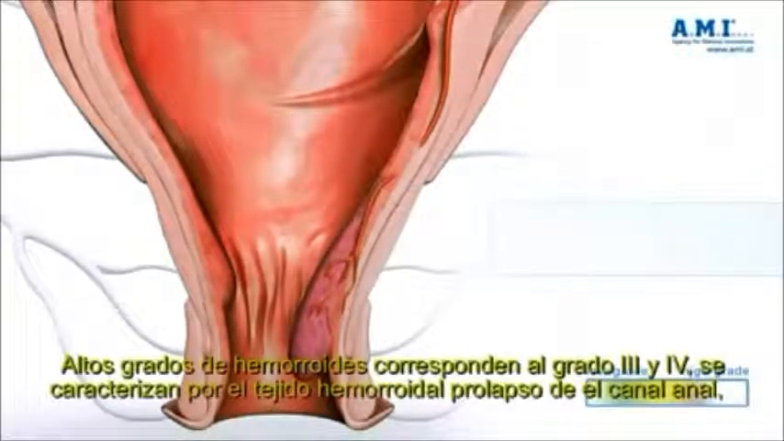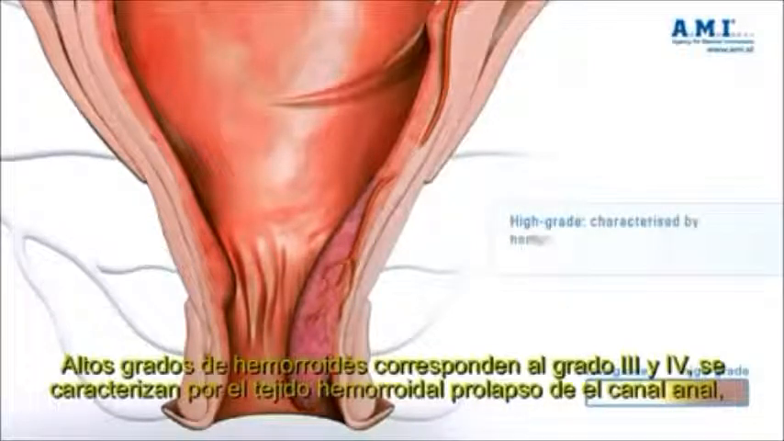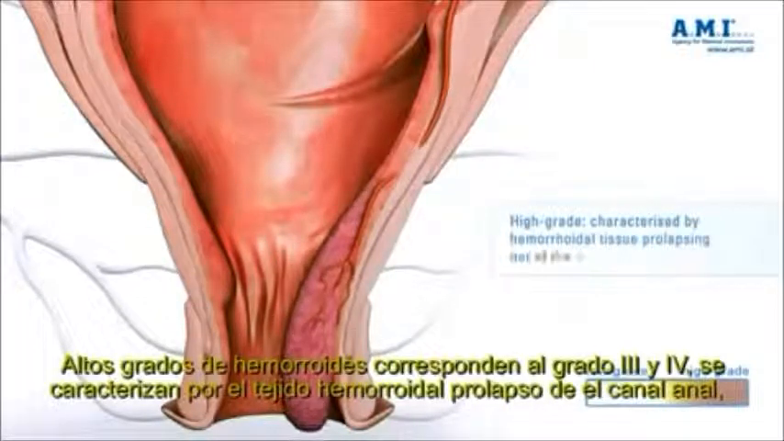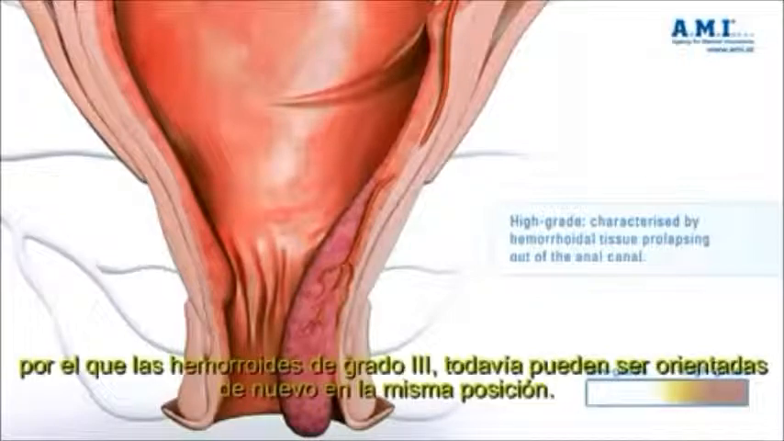High grades of hemorrhoids, that is, grade 3 and 4, are characterized by hemorrhoidal tissue prolapsing out of the anal canal, whereby grade 3 hemorrhoids can still be pushed back into position.